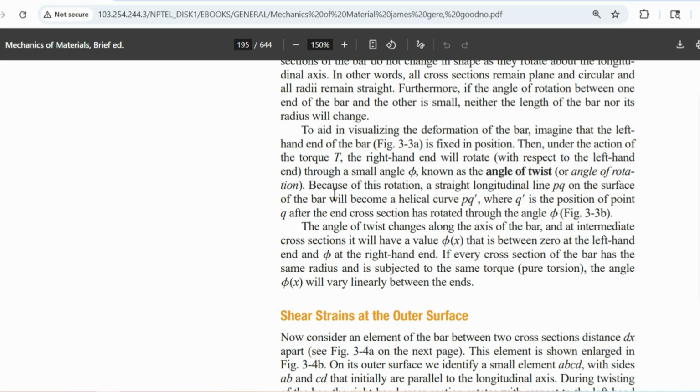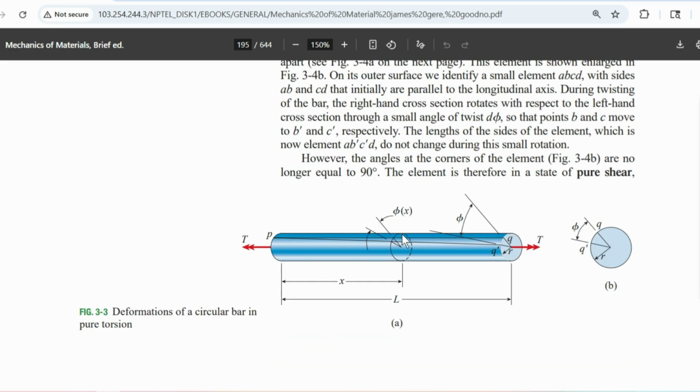I'm so glad, because it's going to talk about that right here. Because of this rotation, a straight longitudinal line PQ on the surface of the bar will become a helical curve PQ prime. I did not know that. So this curve is going to become a helix.